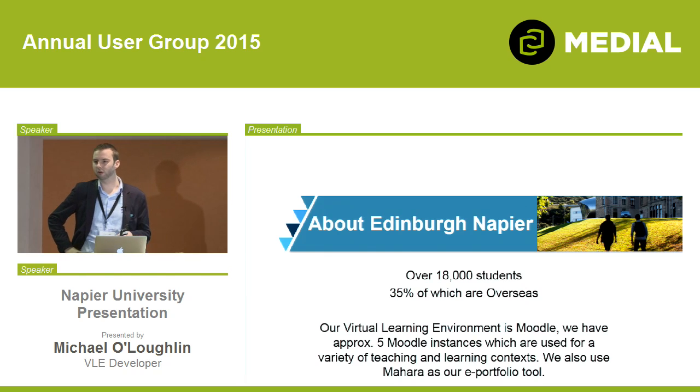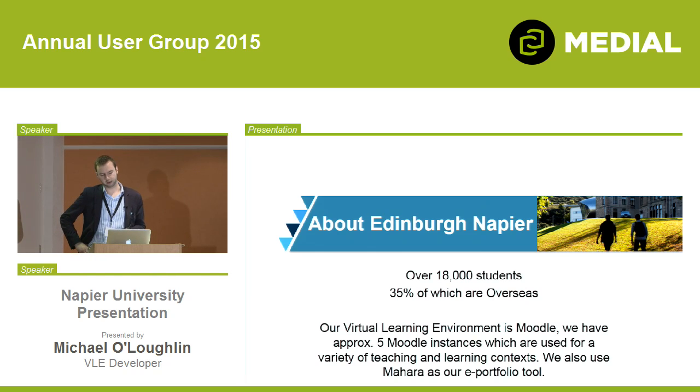So we've got roughly around 18,000 students, and 35% of those students are overseas. We've got Moodle as our learning environment. It's currently on 2.6. Our roadmap is to move to 2.9 come February. We have around 5 Moodle instances. We've got the main Moodle instance for our main teaching and learning for the students. But we've got a series of other ones, and they're used for other teaching and learning contexts. I'm not going to go into too much detail about that just now, but if you do want to catch up later on and understand a little bit more about our Moodle setup, then I'll be happy to answer any questions. We also use Mahara as our e-portfolio tool.